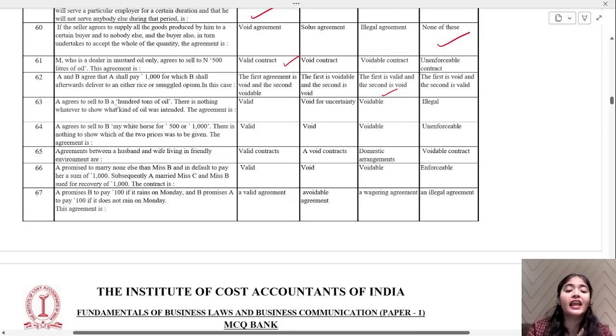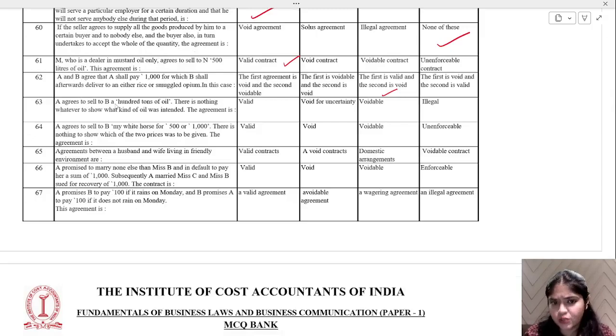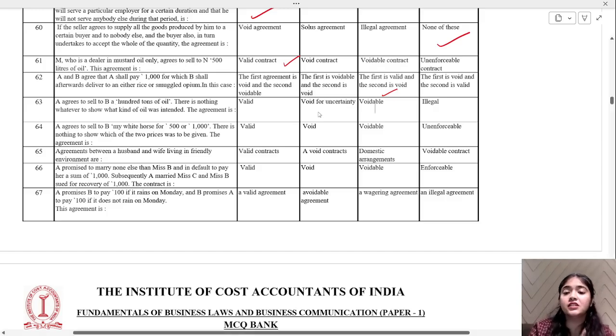Now, A agrees to sell B 100 tons of oil. There is nothing whatever to show what kind of oil was intended. So, valid, void for uncertainty, voidable, or illegal? That is void for uncertainty. We don't know what kind of oil it will be.